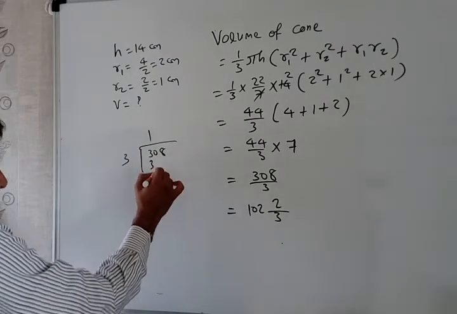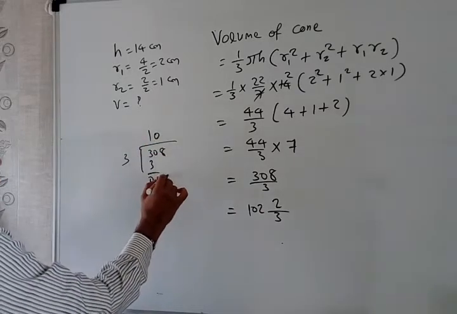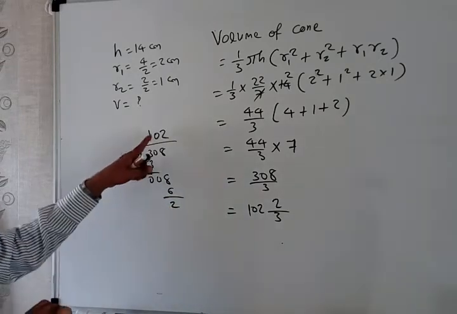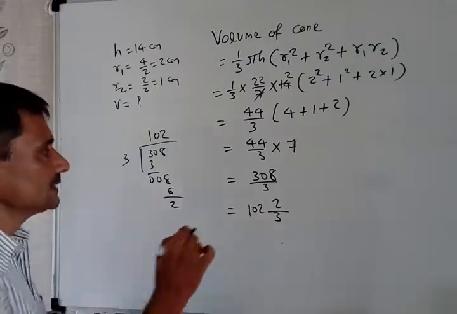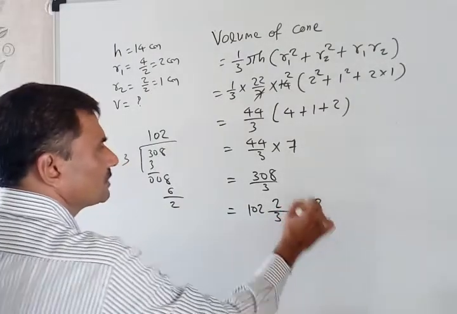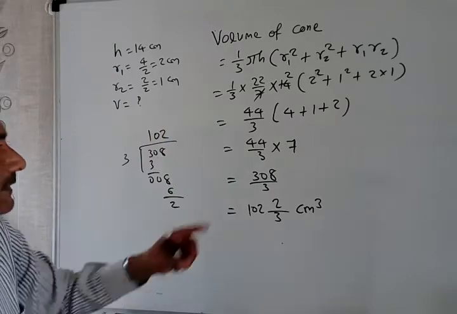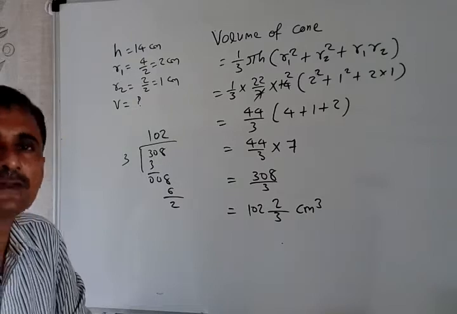0 comes, but it is less than 3, so place an extra 0 and then bring down 8. So 3 2s are 6. Don't go to the decimal point. So 102 is the integer and 2 by 3 is left, which is the fraction. Centimeter cube. It is a very short sum. We just place our values and simplify to an answer. We converted the fraction into a mixed fraction.